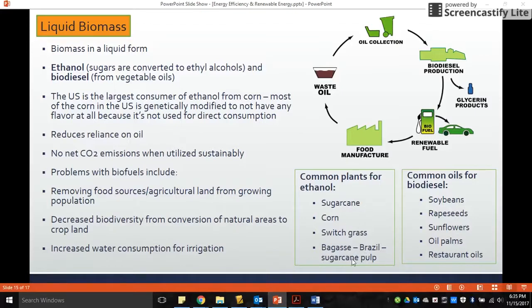Some common plants for ethanol include sugarcane, corn, switchgrass, and bagasse. Bagasse is mostly used in Brazil, and that's just sugarcane pulp. And then for biodiesel, we're using soybean, sunflower, and then restaurant oils like what you would find in the fryer.